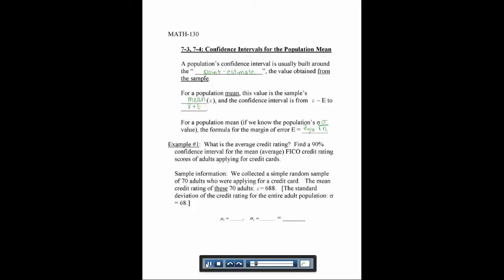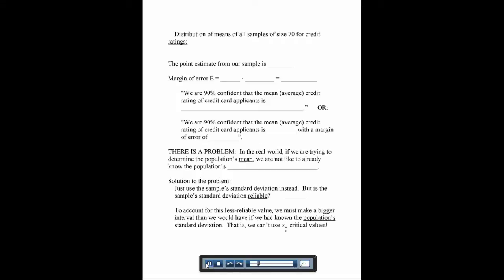Okay, so example 1 says, what is the average credit rating? So it says find a 90% confidence interval for the mean or the average FICO credit rating scores of adults applying for credit cards. And we call this sigma over square root of n sigma x bar, like we did in chapter 6. So the sample information, it says we collected a simple random sample of 70 adults who are applying for a credit card. The mean rating of these 70 adults was 688, so that's our mu of x bar. And the standard deviation of the entire population is 68. Now the sigma x bar, that's our sigma over the square root of n, so we're going to take 68 over the square root of 70, which gives us 8.13.